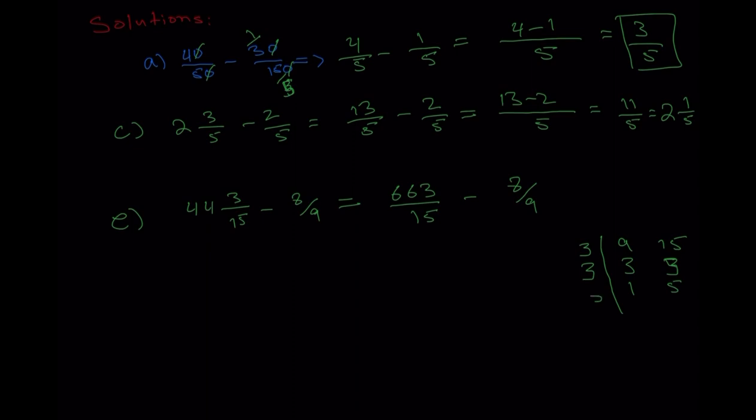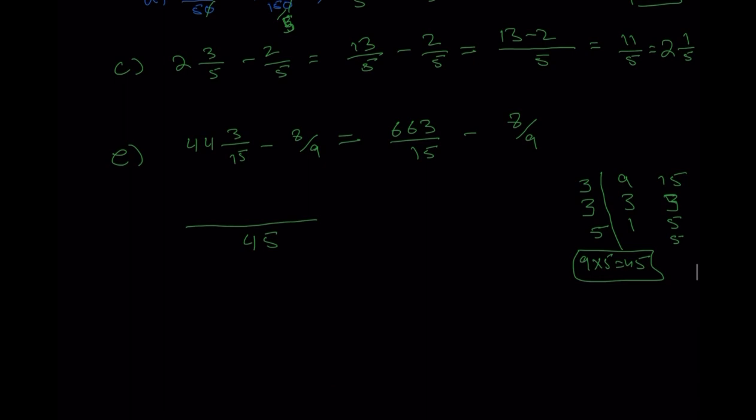And that will bring us 5. So 3 times 3 is 9. 9 times 5 is 45. So 45 is my common denominator there. So 45 divided by 15 will be 3, times 663, minus 45 divided by 9 is 5. Is 5 times 8.